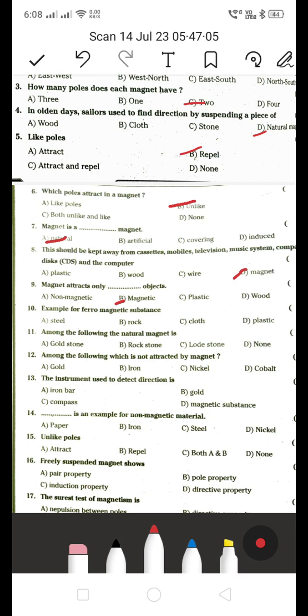Example for ferromagnetic substance. Is it A steel, B rock, C cloth, or D plastic? Which is the right answer? The example for a ferromagnetic substance is A, steel. That is the right answer.